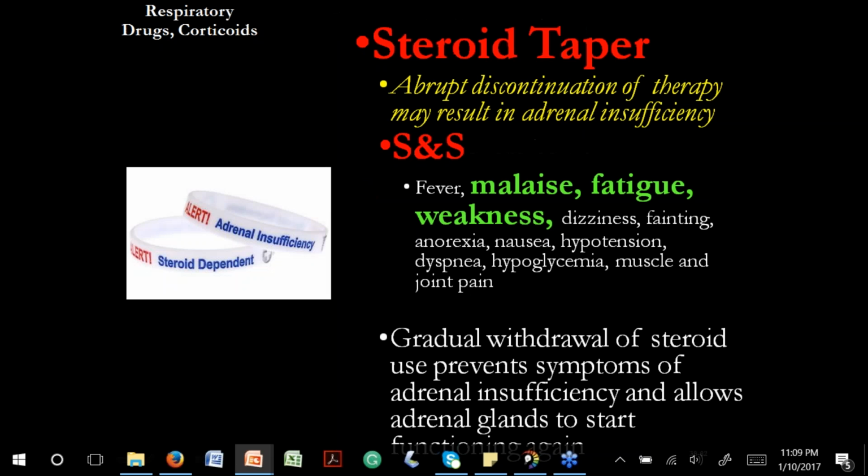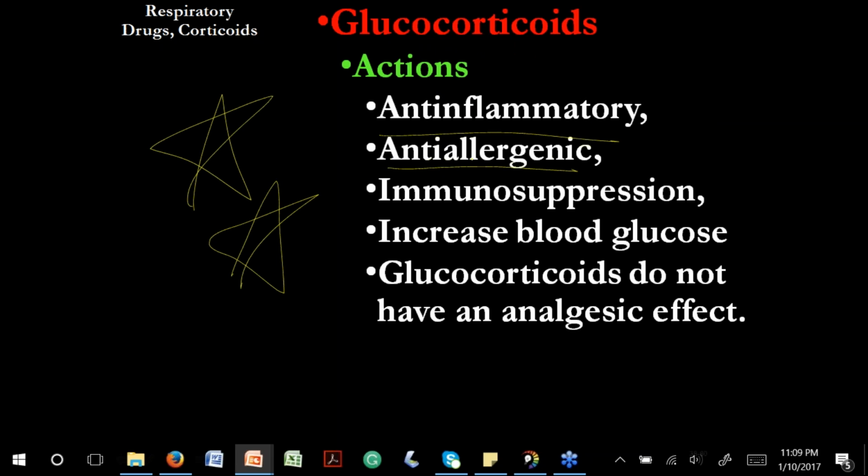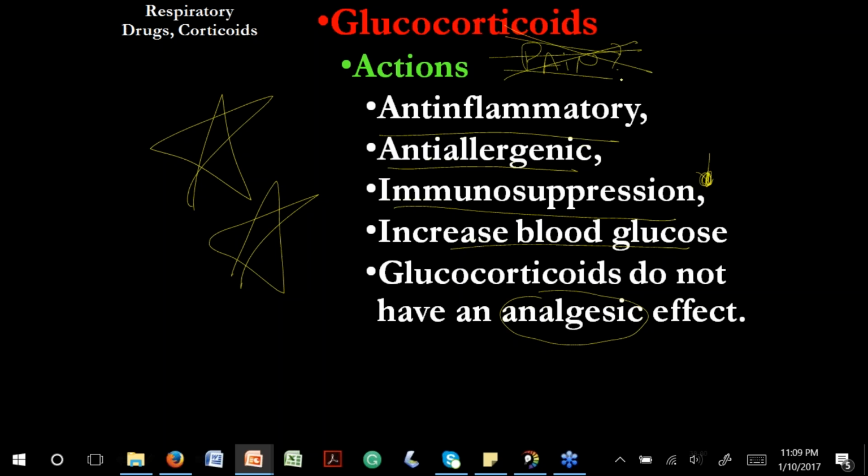All right, so one thing I want to go to with the corticoids is this. This is a must. You must know this. We have anti-inflammatory, anti-allergenic action of the glucocorticoids, and immunosuppression. So the white cells are going to be fooling around because they don't know what to do. Increase blood sugar, glucose. Oh, this is very important too: the corticoids are not used for pain. No use for pain, right? It's anti-inflammatory.